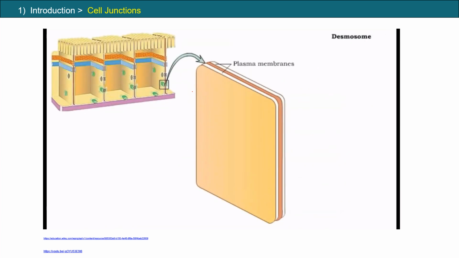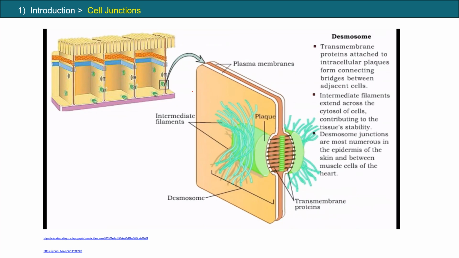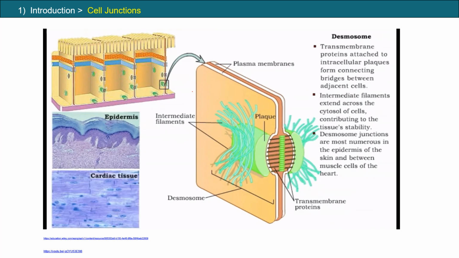The desmosome is similar in structure to the adherens junction, except that intermediate filaments extend into the cytosol of each cell. These junctions help provide stability to tissues and are abundantly found in the epidermis of the skin and between the muscle cells of the heart.